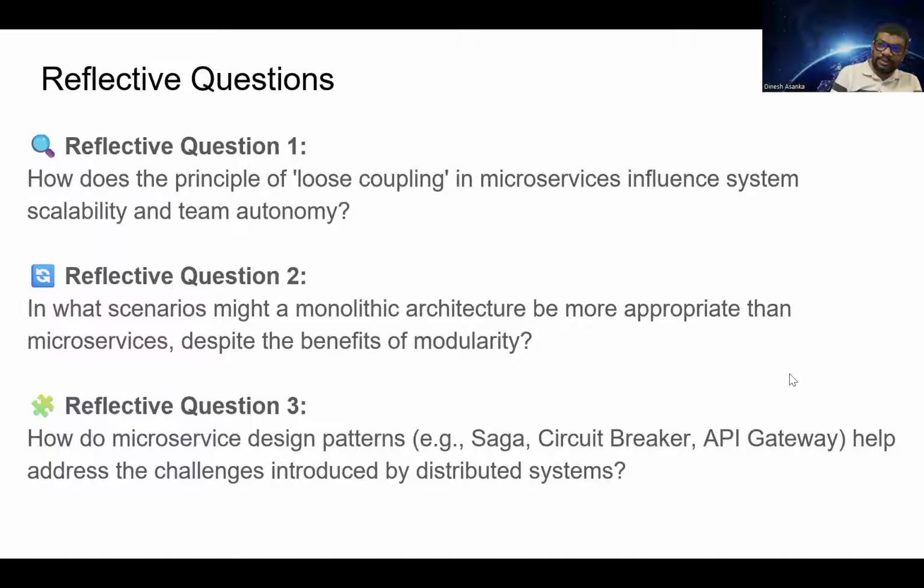So remember, your microservice has its own benefits, but you need to understand it might not be the solution for all the problems. And third one, how do the microservice design patterns, which we have discussed, help address the challenges introduced by distributed systems? So basically, it's a distributed system when you have multiple microservices. So then how can these design patterns help us to address the challenges that are introduced by distributed systems?